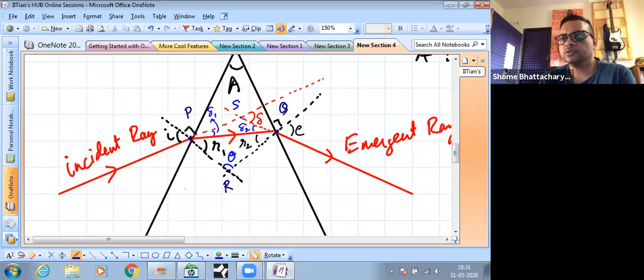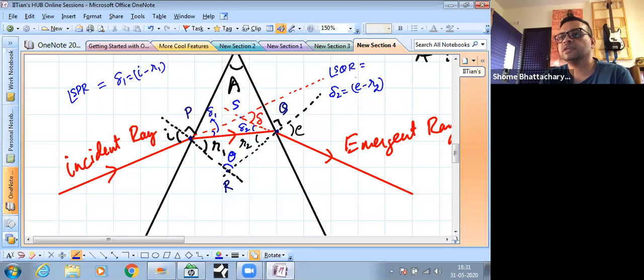Now you can see that delta 1 is actually the deviation of the first ray, so it is I minus R1. In the second one, delta 2 is the deviation for the second refraction, so delta 2 is actually equal to E minus R2. In terms of proper labeling, this delta 1 I'm talking about is this angle, angle SPR, and this delta 2 is this angle, angle SQR.